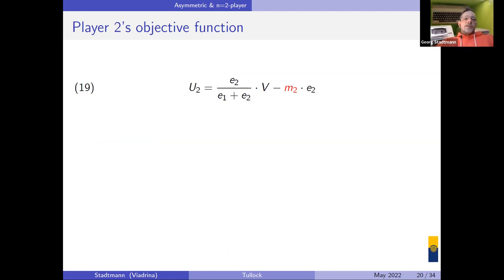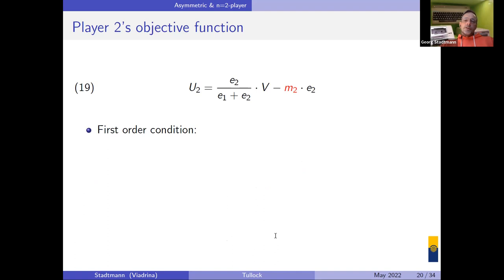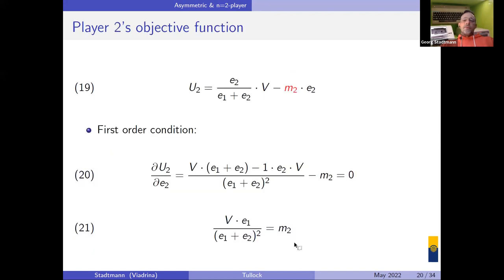Let's have a look at player 2's objective function. The utility function of player 2 is given by E2 over E1 plus E2, and this is the probability of winning for player 2. We multiply through by the prize money and we subtract the cost for player 2, which is given by the marginal cost of player 2 times his effort level. Once more, the first order condition, and we get one optimality condition, which is pretty similar to the player 1 concept. In equation 21, we have an E1 here and an M2 there. So despite the fact that this is the asymmetric scenario, to some extent, optimality conditions 18 and 21 show some degree of symmetry.